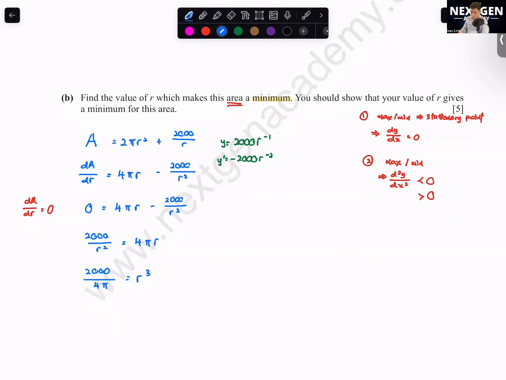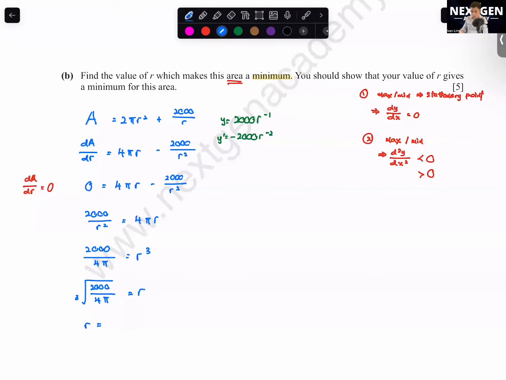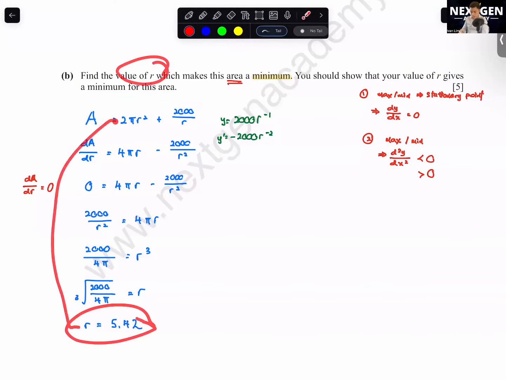Then here, you need to cube root it. 2000 over 4 pi equals r cubed, so r, calculate this, you get 5.42. So I have found the value of r. Normally they will ask you to find the minimum area value, then you need to substitute this back into A. But in this case, they are just asking you to find the value of r.